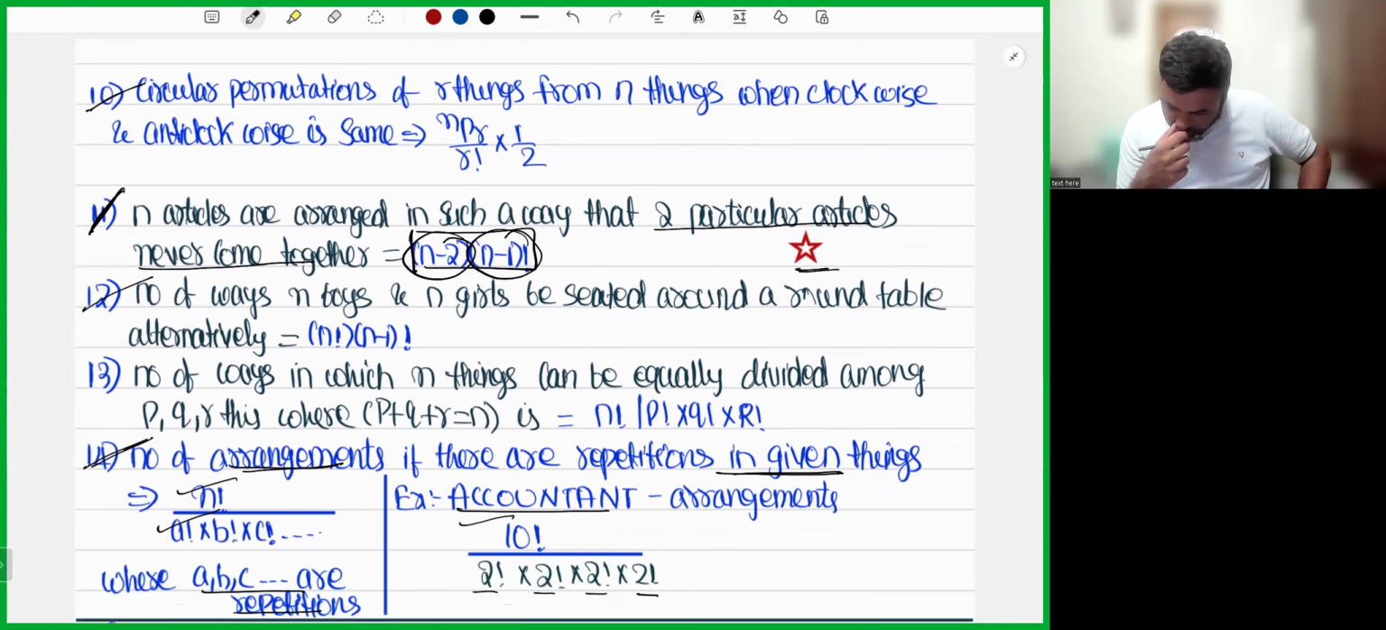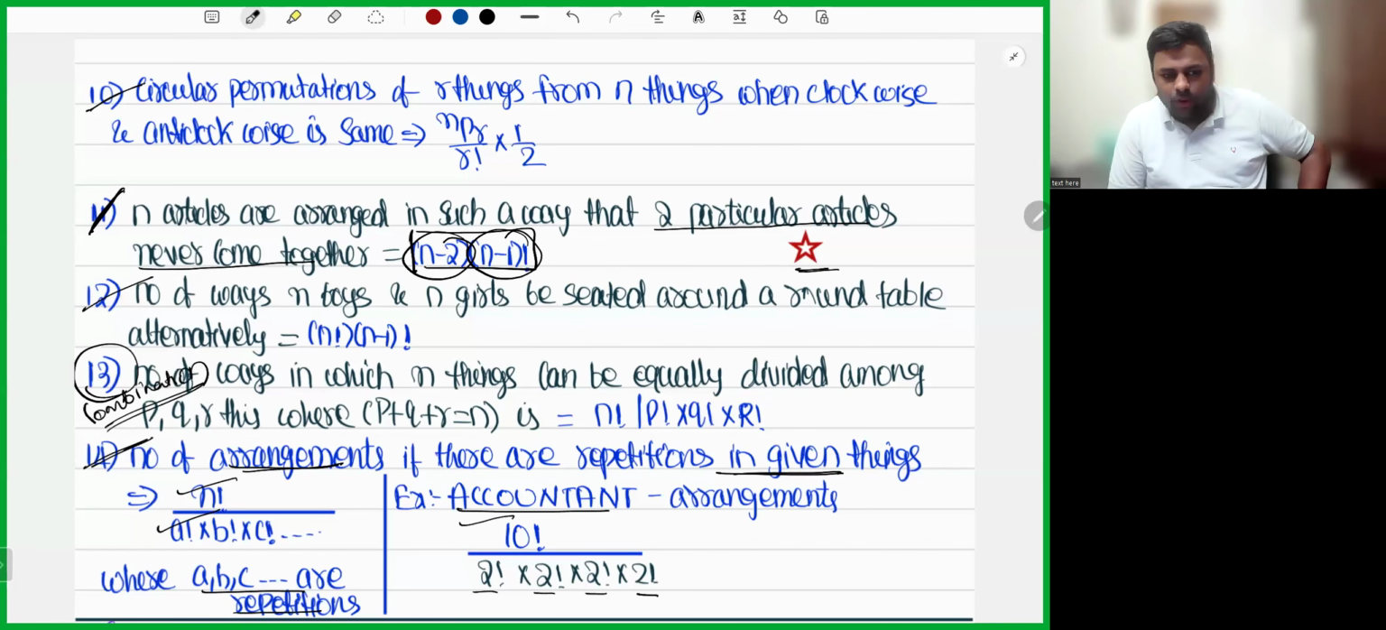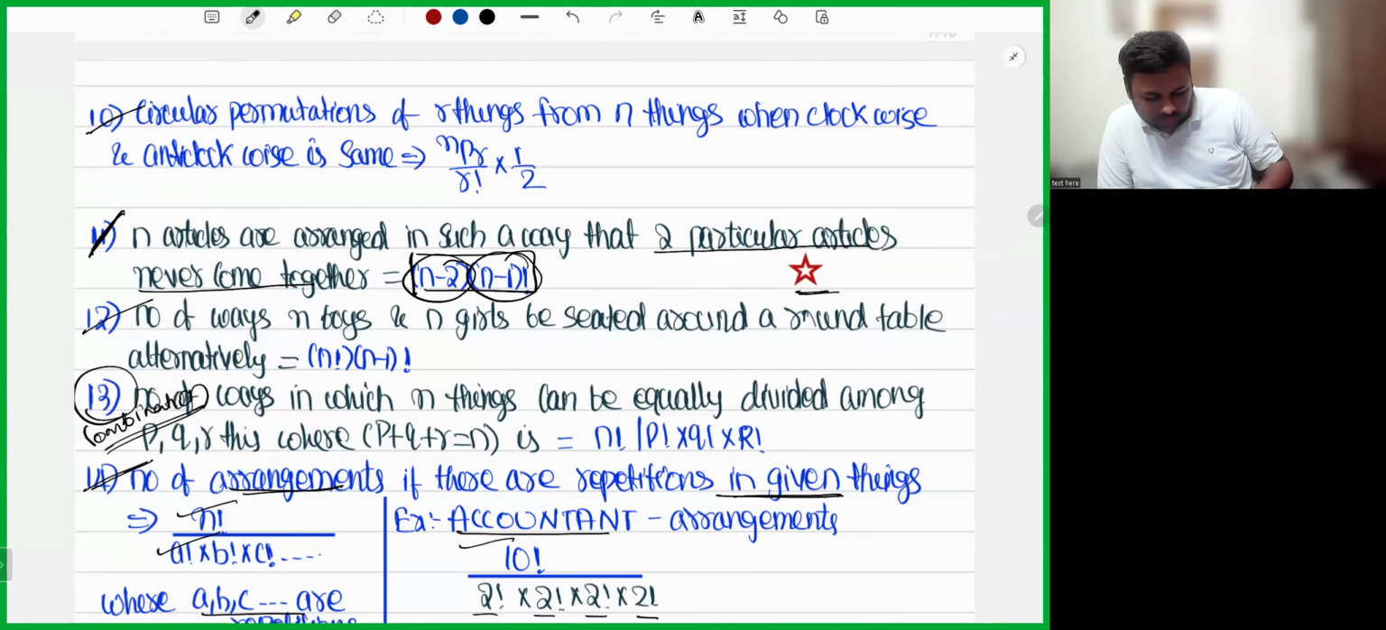Next. Number of ways in which n things can be equally divided among p, q, r, where p plus q plus r is equal to n. We'll do this when we do combination. Then it will be more clear. Okay. When we do it in terms of combination, the concept will be more clear.